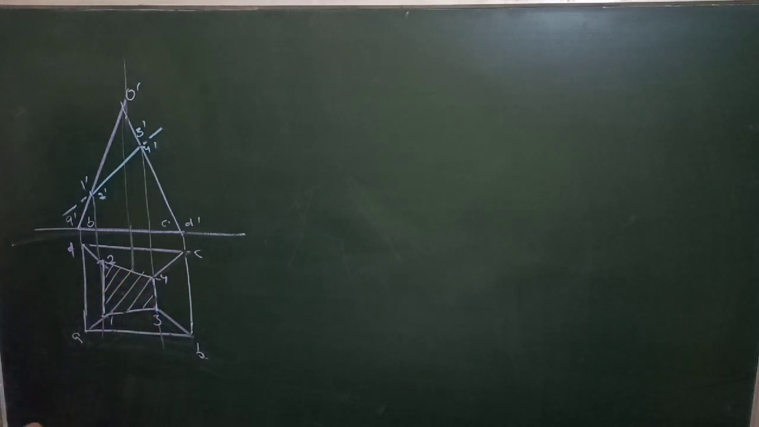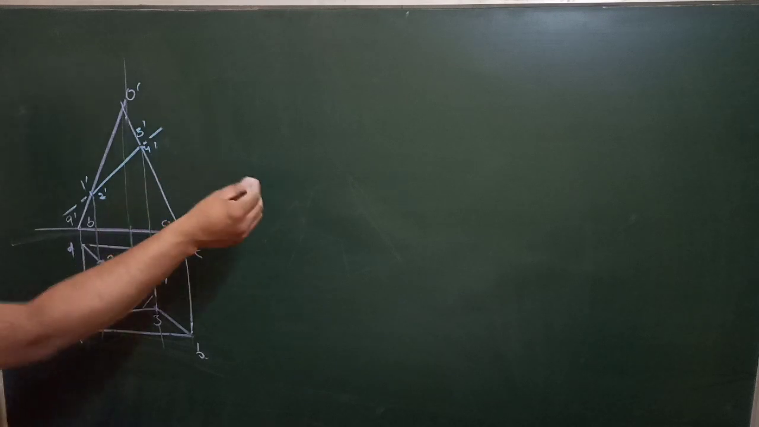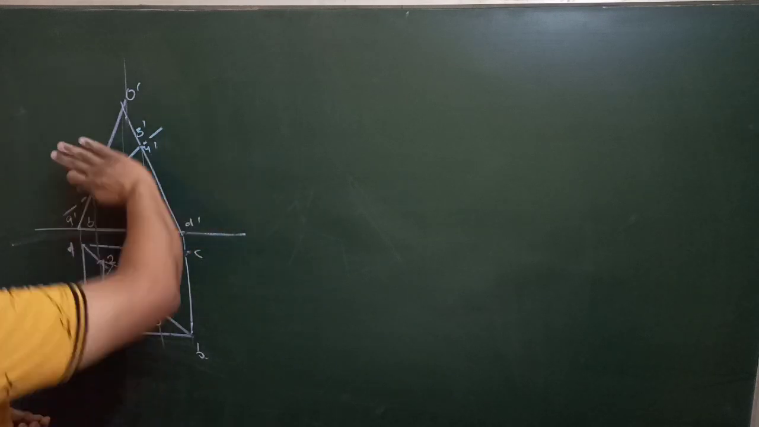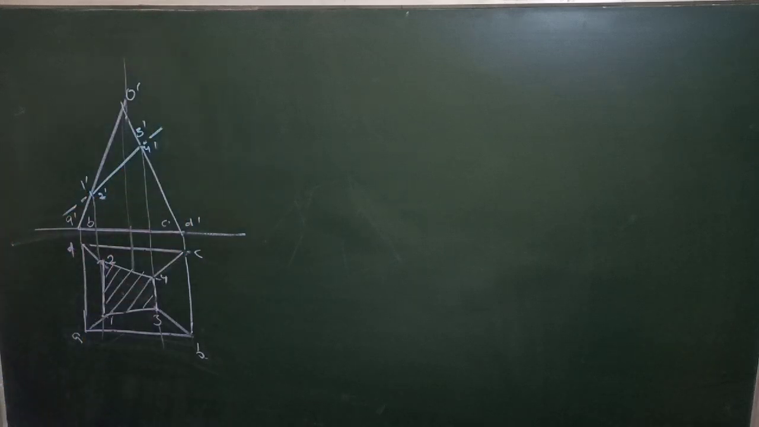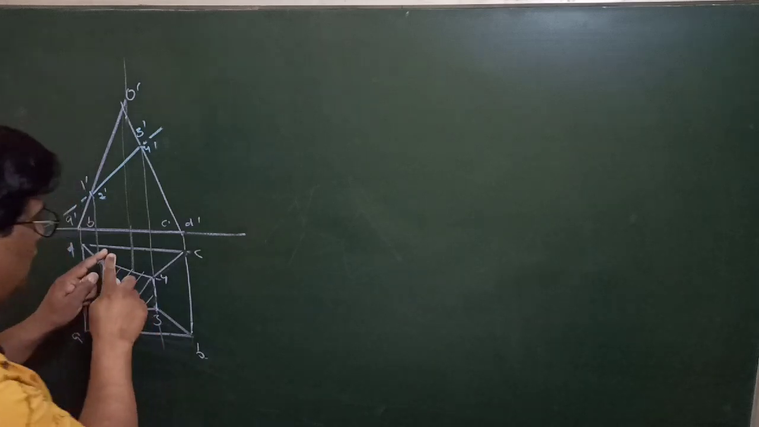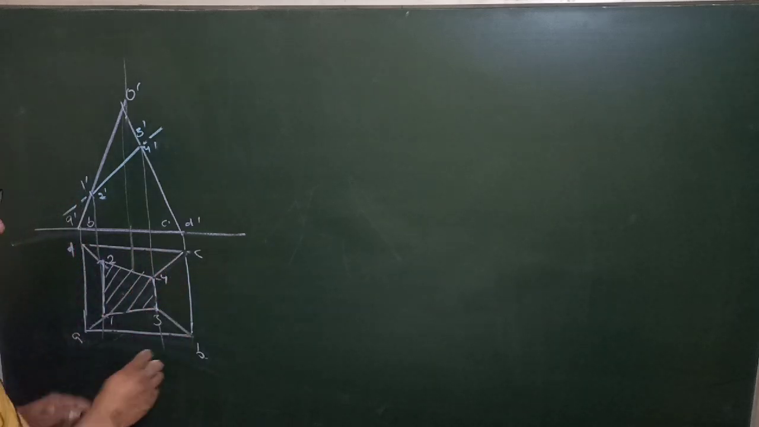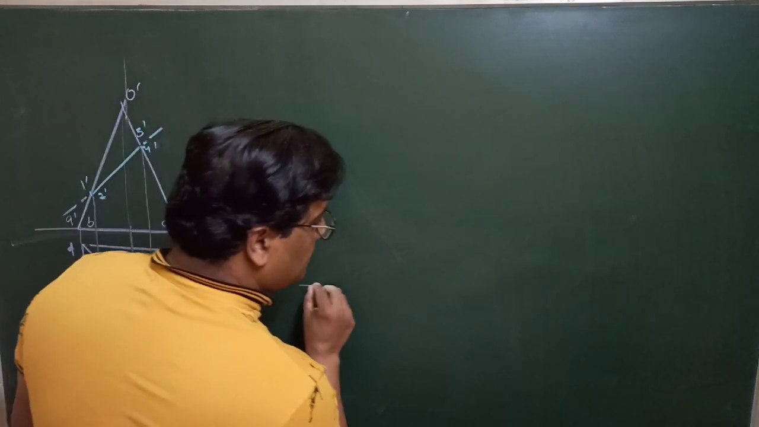So this is the shape of the truncated part. Now we have to draw the isometric projection of this figure. Now this part has been removed, only this part remained here. So what to do? First of all, draw the isometric projection of the base, as we have already done.